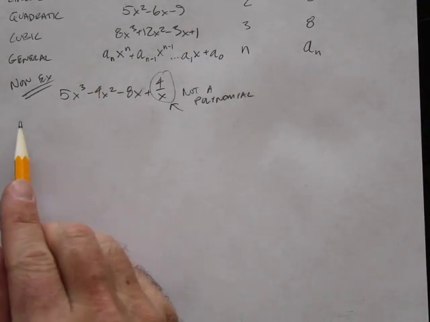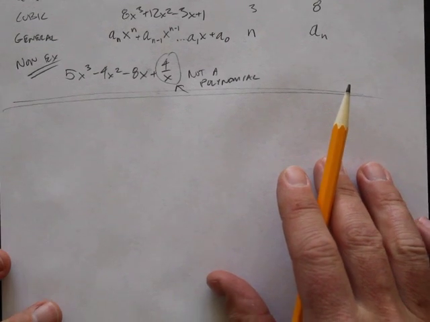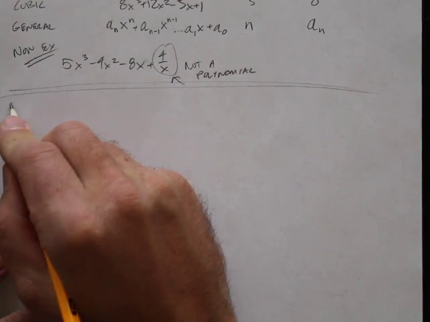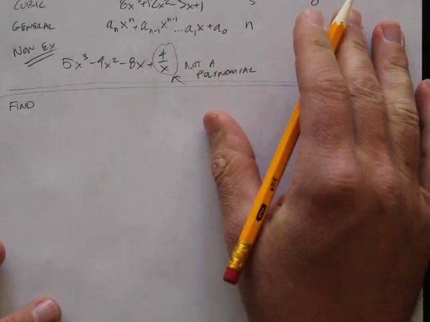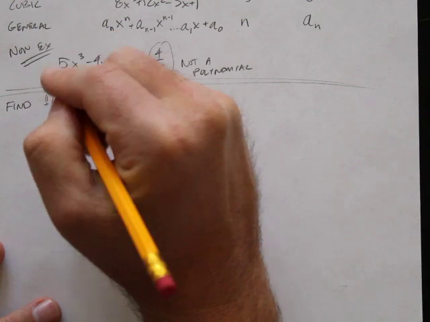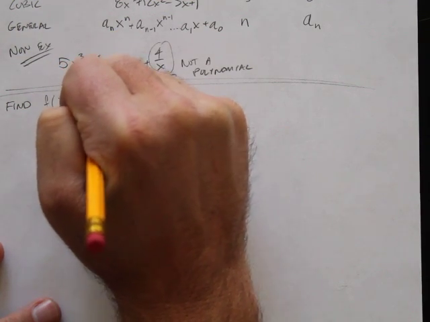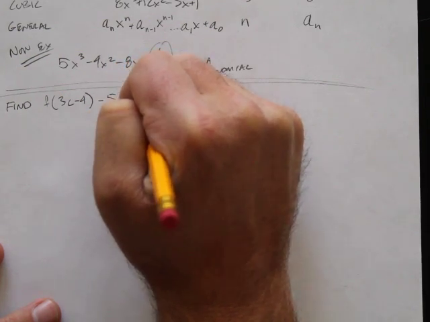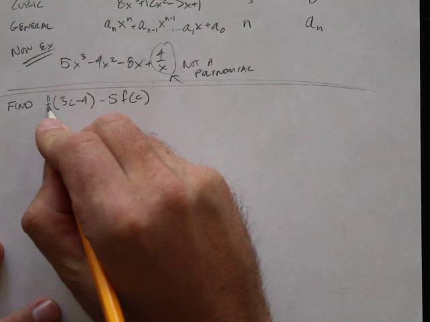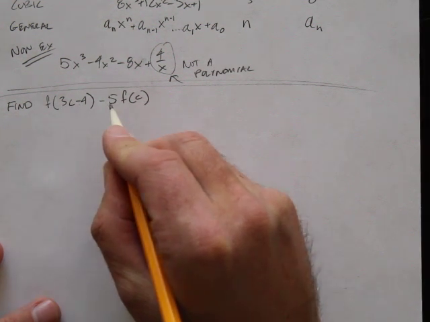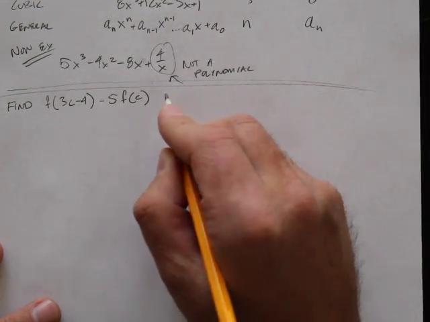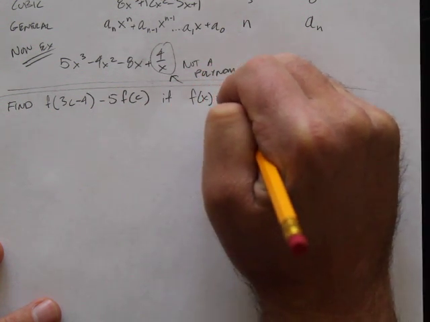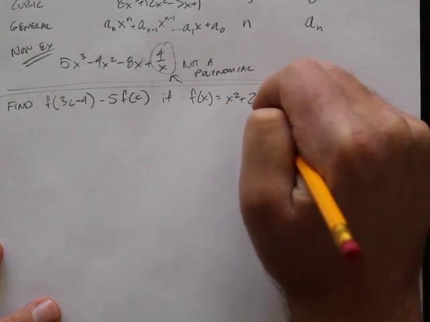All right, let's do some examples now. This is kind of a new subject. Find f of 3c minus 4 minus 5 times f of c if f of x equals x squared plus 2x minus 3.